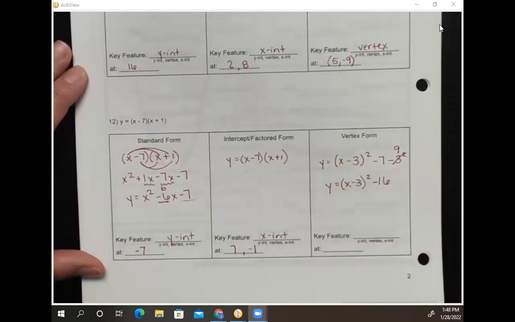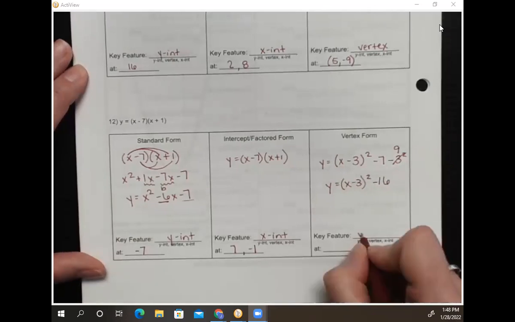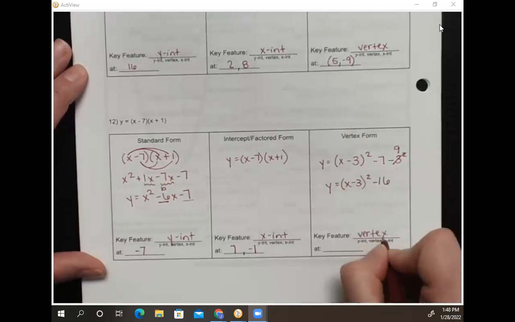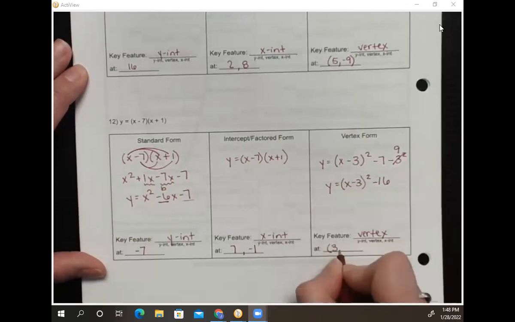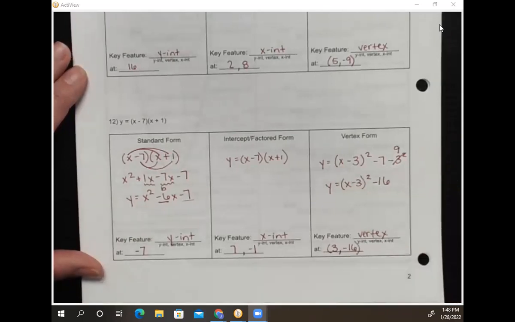So our key feature from vertex form is the vertex of that function, and the vertex of our function would be 3, -16. So we've started with a standard form, we started with a factored form. Let's turn the page and see what's next.